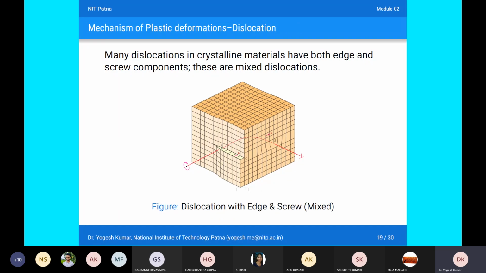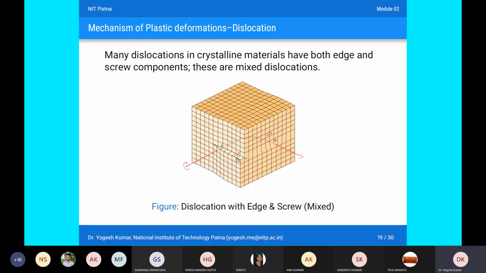Many dislocations in crystalline materials have both edge and screw dislocation components, and these are called mixed dislocations. Okay, so when we are talking about edge dislocation and screw dislocation, it is not necessarily that the material will have only edge dislocation or only screw dislocation. Normally it has both kinds of dislocations, and that is why they are called mixed dislocations. Okay, so these are a mix of edge as well as screw.